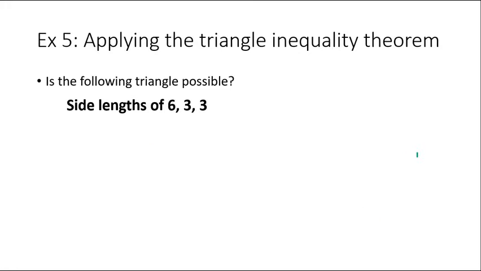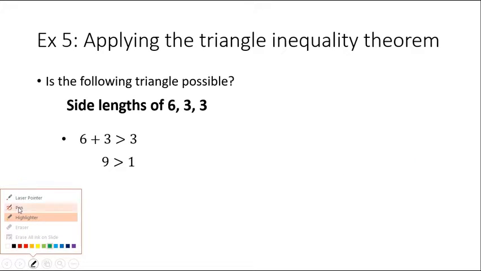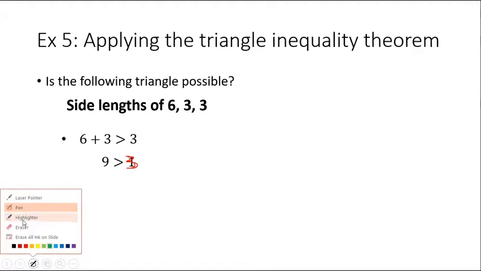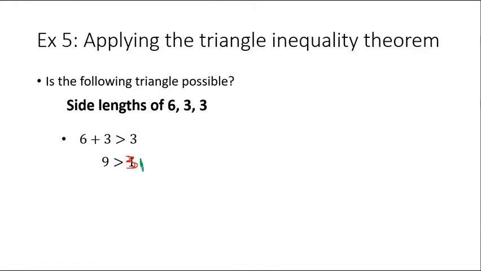Okay, let's go to the next example, example 5. This time it says, is the following triangle possible? And it has side lengths of 6, 3, and 3. So let's start off with first two sides, see if it's bigger than the third. So there we get 6 plus 3. Is that greater than 3? So 6 plus 3 is 9. 9 greater than, oh, made a mistake right there. But let's just change that to a 3. Okay, so is 9 greater than 3? And that's true, so that works out.